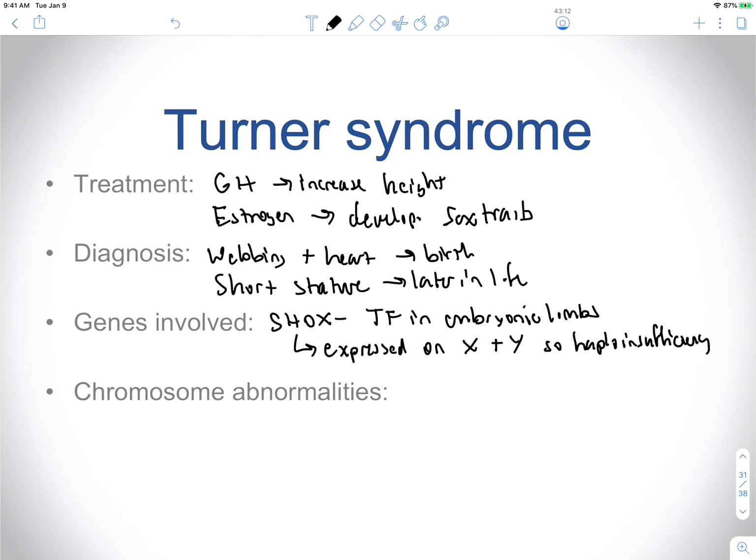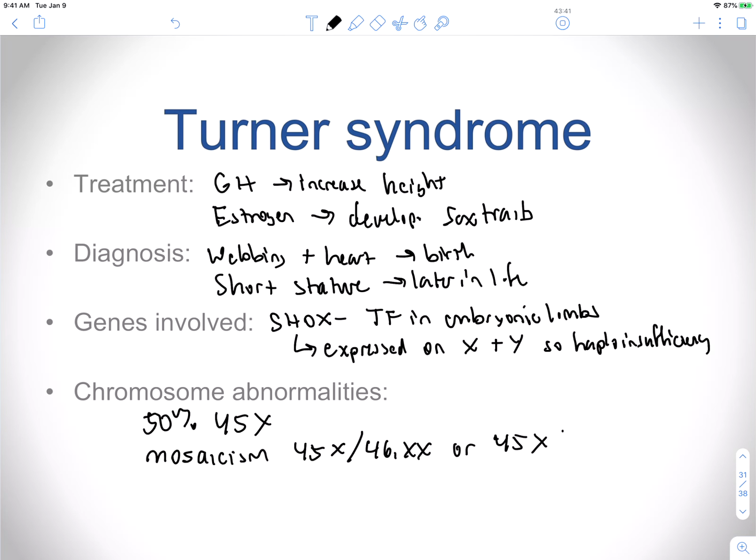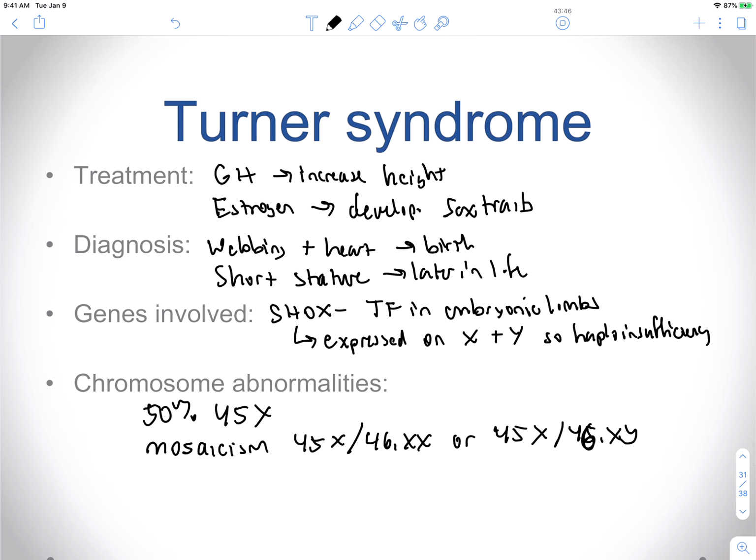They also have chromosome abnormalities. So 50% are going to be 45X. And then you have some mosaicism also allowed. So you might have a 45X/46XX. That means that some cells will be normal, some cells will have a monosomy. Or you can be a 45X and a 45XY, 46XY.